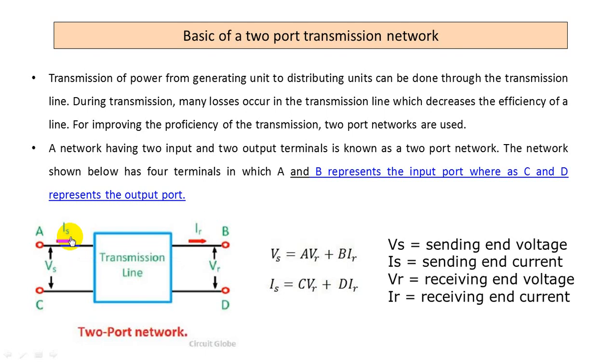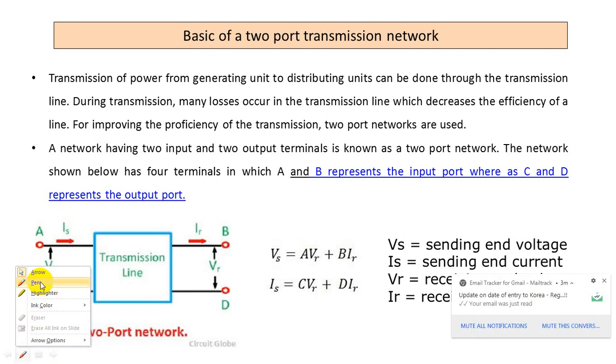So in that way, to identify the efficiency or the regulation of the power system, these two-port networks are very efficient at identifying the amount of losses that occur in a transmission line. That is where this two-port transmission network has gained huge importance in power systems. Now for a two-port network, you have two terminals A and C. These are going to be the sending end side. I'll take a marker so that it is easy for you to understand.